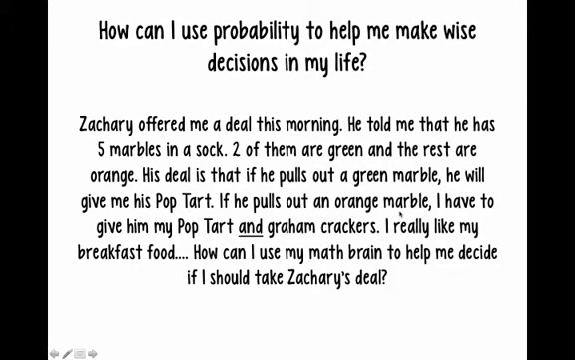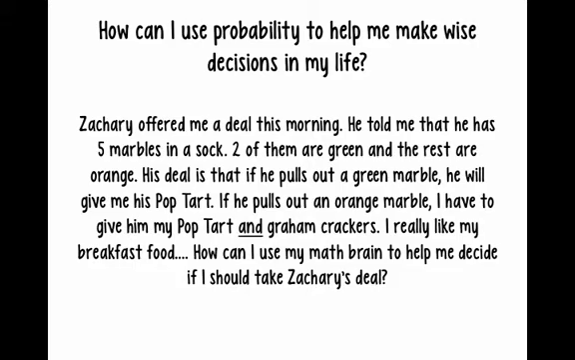You can also use probability to help you make wise choices throughout your day. So I have an example here. Zachary offered me a deal this morning. He told me that he has 5 marbles in a sock. 2 of them are green and the rest are orange. His deal was that if he pulls out a green marble, he'll give me his Pop-Tart. If he pulls out an orange marble, I have to give him my Pop-Tart and my graham crackers.